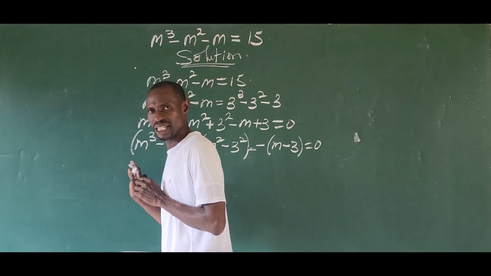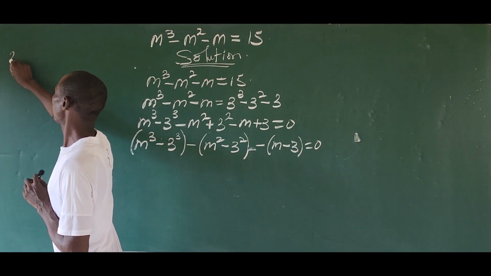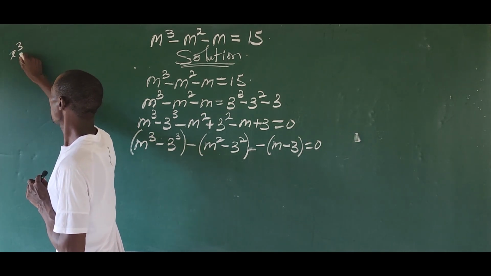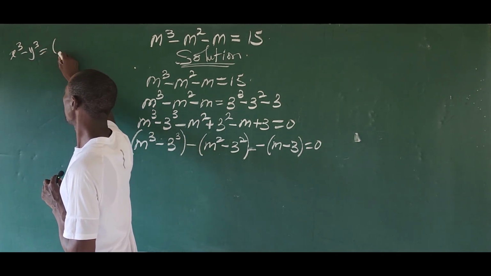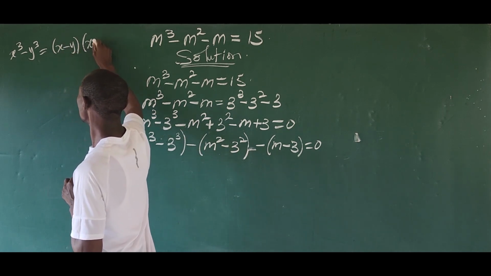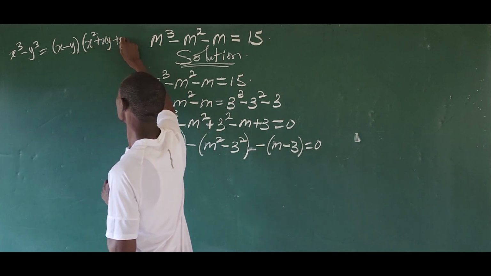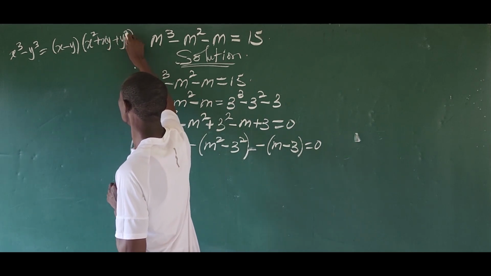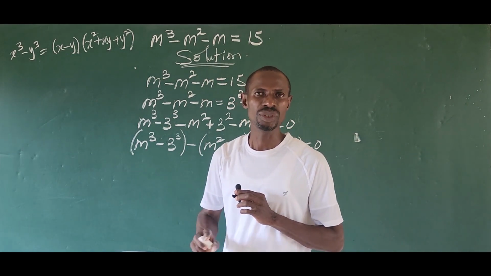For the difference of 2 cubes, it says that if you have x to the power of 3 minus y to the power of 3, this is equal to (x minus y)(x to the power of 2 plus xy plus y squared). This is what we call difference of 2 cubes.